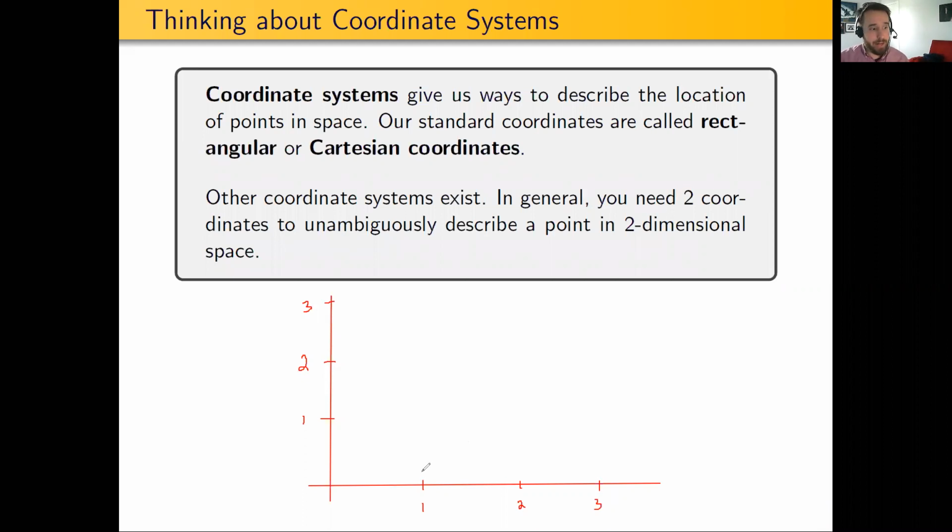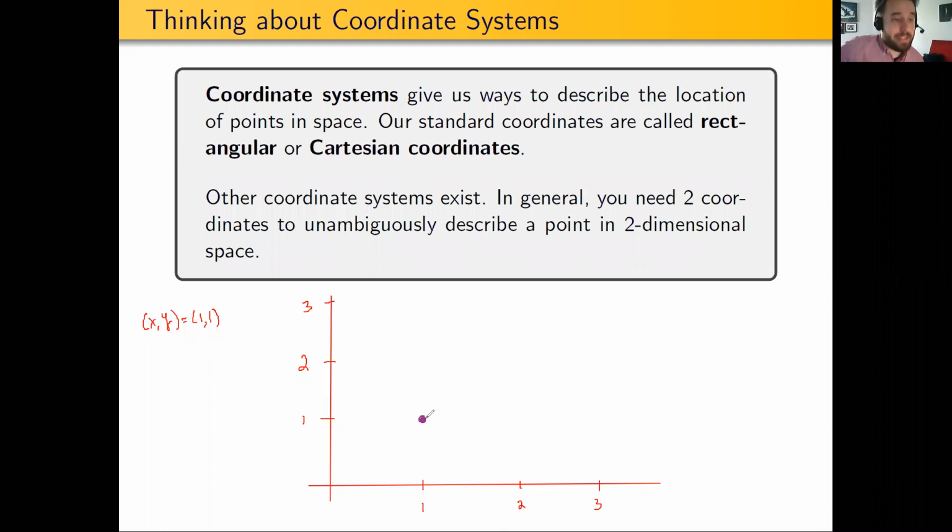If I wanted to describe a point, like the point 1, 1 in Cartesian coordinates, that would be x, y equals 1, 1. We would describe that by starting at the origin, moving one unit in the x direction and one unit up in the y direction. And so we would end up at this point right here as our point 1, 1.